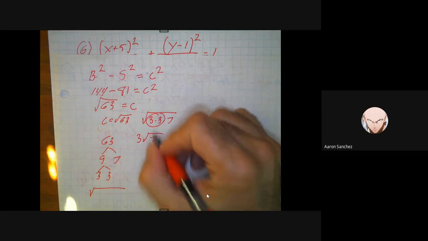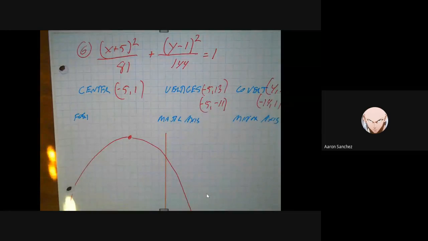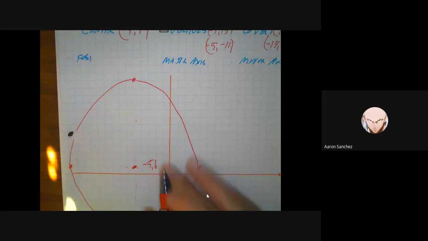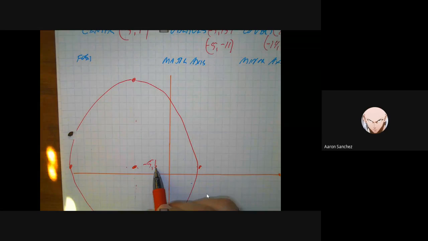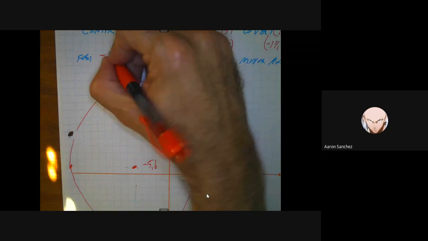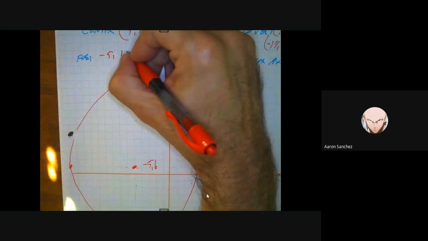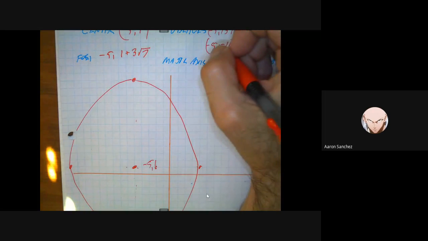3 root 7. Square root of 9 is 3. So it's 3 root 7 is our foci. The foci says from the center, I go up 3 root 7. Now, that's what I add to my 1, but I can't add 3 root 7 to 1, so I say negative 5 and 1 plus 3 square root of 7. That would be my foci.